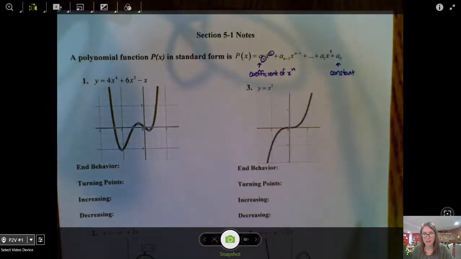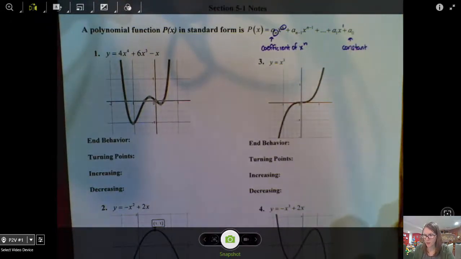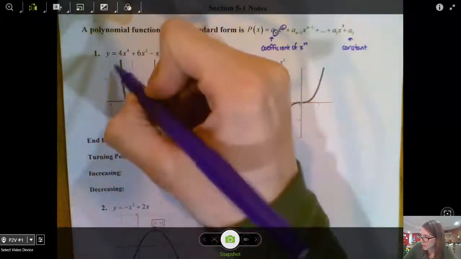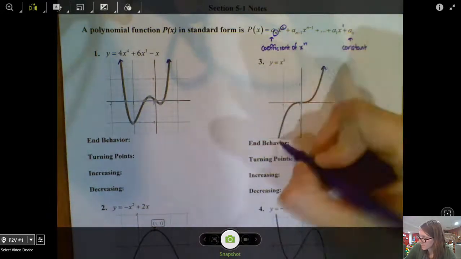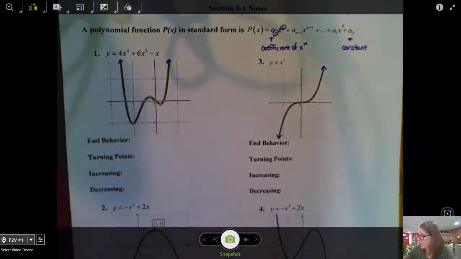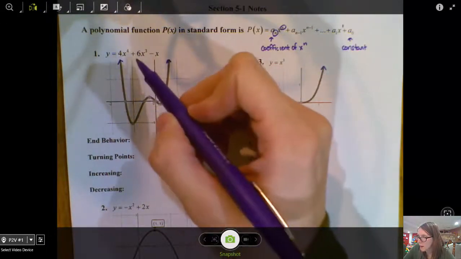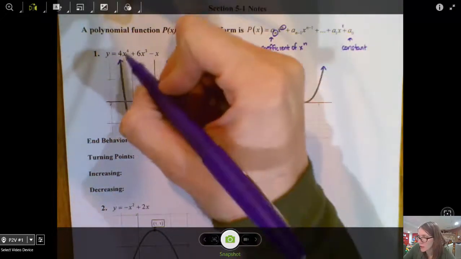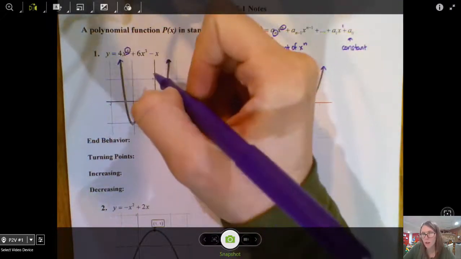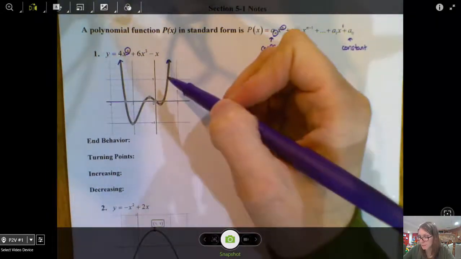All right, like I said, let's get some extra practice here describing end behavior. And we'll also look at these turning points. For all of these graphs, we have arrows. Number 1 here, I have y equals 4x to the 4th plus 6x to the 3rd minus x. If we look at what our degree is, we have a degree of 4. So that tells us that both of our ends should be going up, like what we see here.